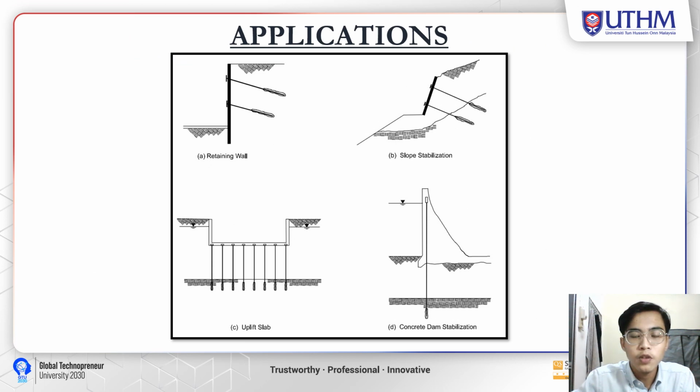There are 4 basic applications of ground anchor commonly used in the engineering field: number 1 is retaining wall, number 2 is slope stabilization, number 3 is uplift slabs, and number 4 is concrete dam stabilization.